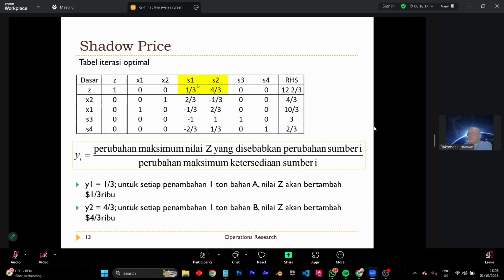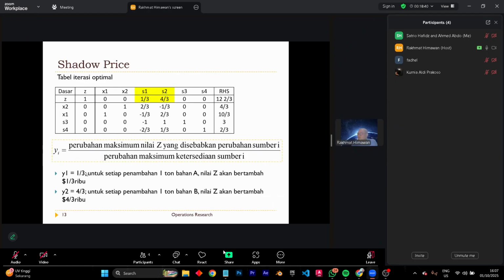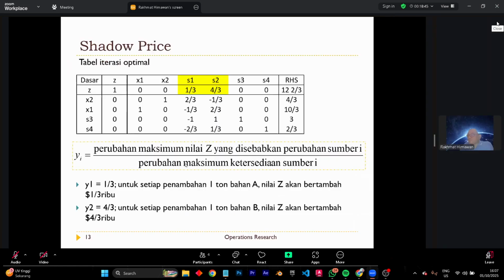Here, look at this coefficient. From the optimal table, look at this coefficient. This will tell you how much z will change based on adding raw material A. S1 is related to raw material A. S2 is related to raw material B. How much will it increase? If we add 1 ton of raw material A, the Z will increase by 1/3 thousand. Isn't this in thousands?